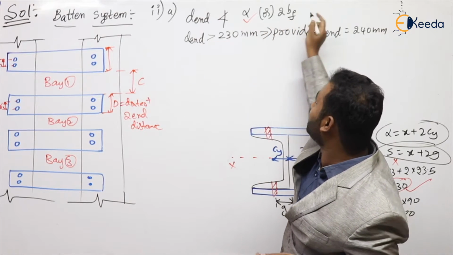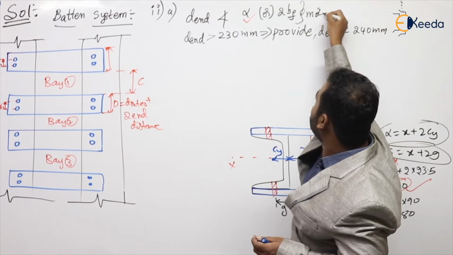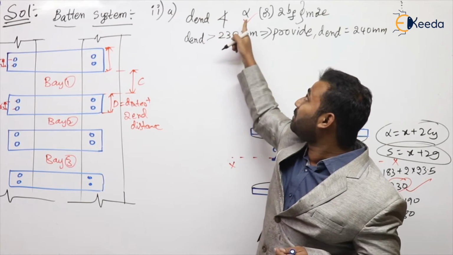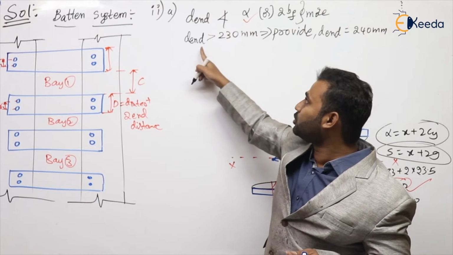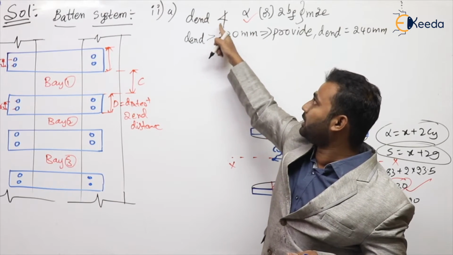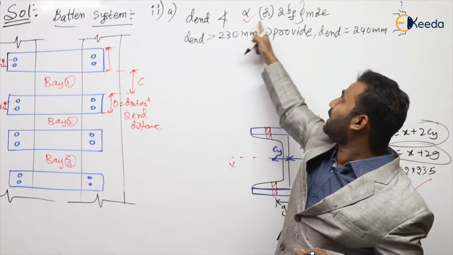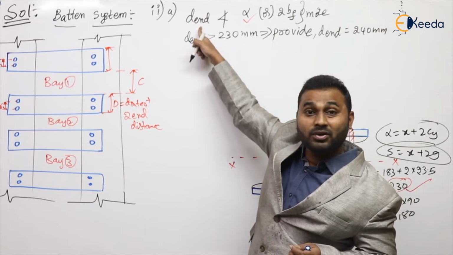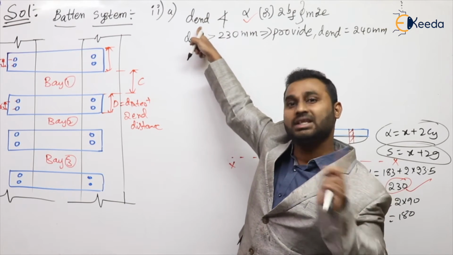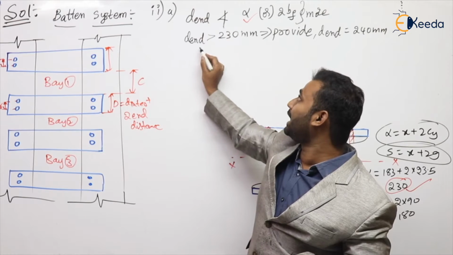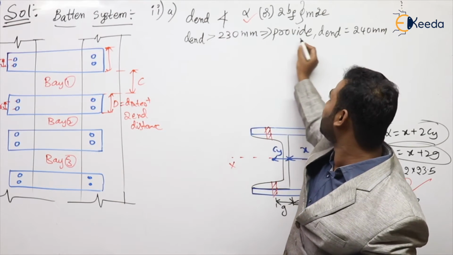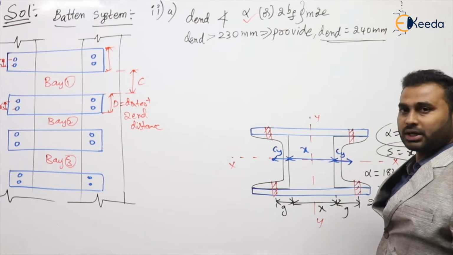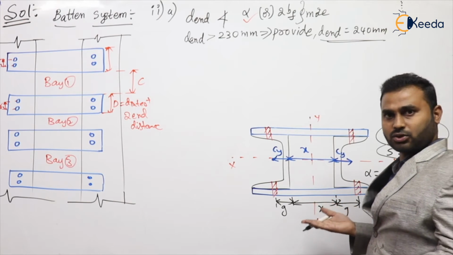Out of these two values, that is alpha and 2BF, whichever is more should be taken here. And the D end should not be less than that greater value. It means it should be greater than 230, and that is the reason let us provide 240. We can provide any value greater than 230. Here I have taken 240. That is our choice.